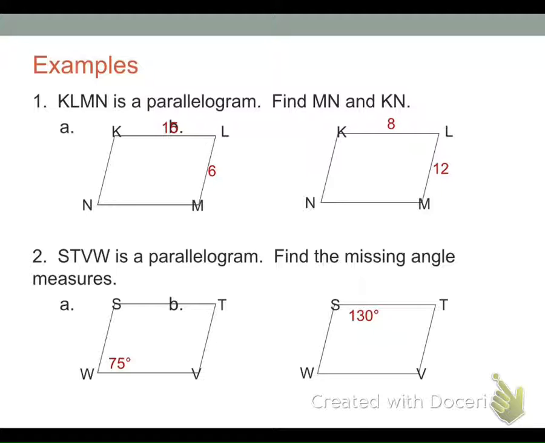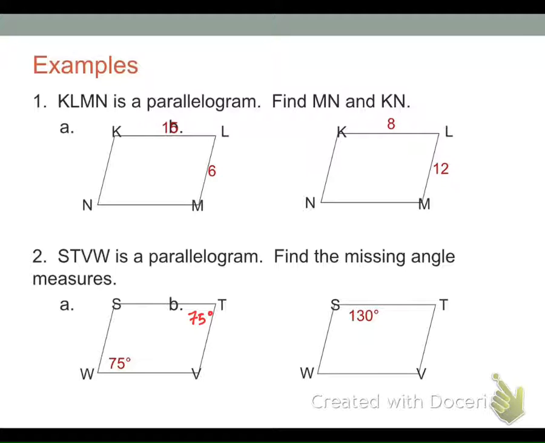Which one on the front page helps us figure out the angle measures? So is it 1, 2, 3, or 4? 2. So 2 tells us that opposite angles are congruent. So if we know that W is 75, the angle opposite of that is T. It also has to be 75 degrees.